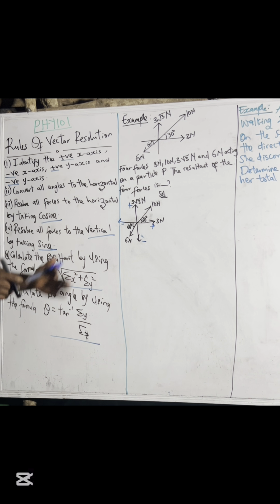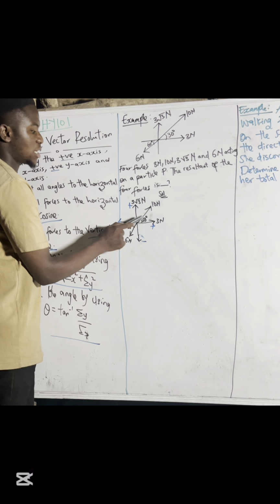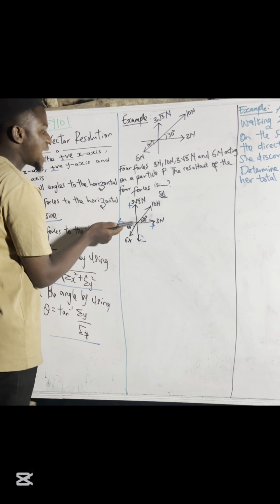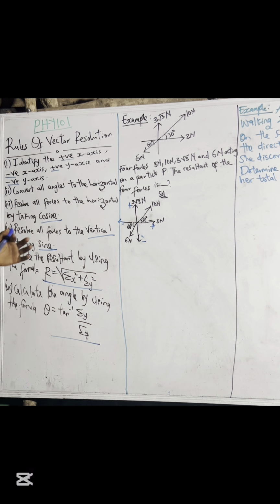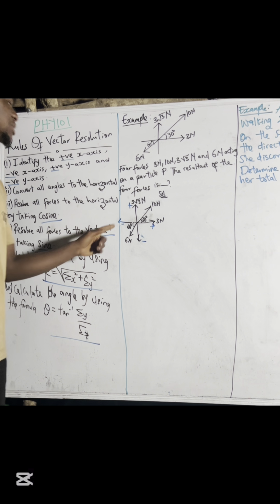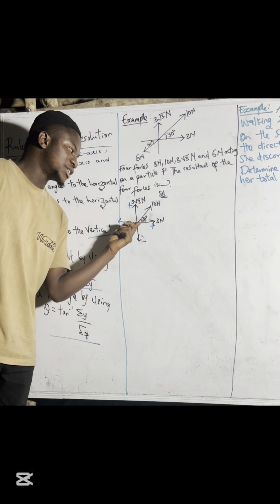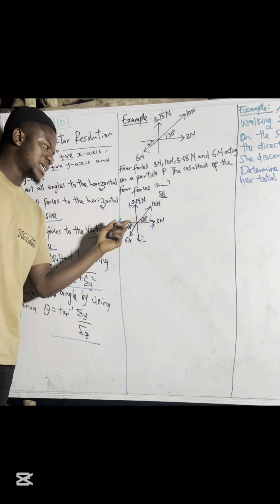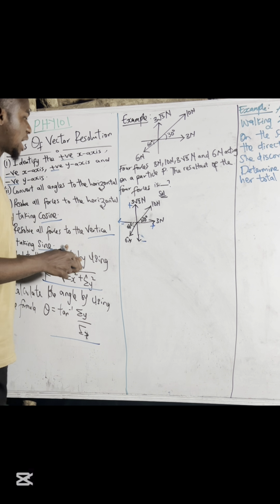So after we've done that, the next thing we should do is to convert all angles to the horizontal. So the first angle given to us is 30 degrees, the second one is what? 60 degrees. They are all to the horizontal. They are already to the what? To the horizontal direction. So if any angle wasn't to the horizontal, I'm going to convert it to the horizontal by minusing it from what? 90 degrees. But since the first angle is 30 degrees and it is to the horizontal, I don't have to convert it again. The second one is 60 degrees and it also is to the horizontal, I don't have to convert it again.